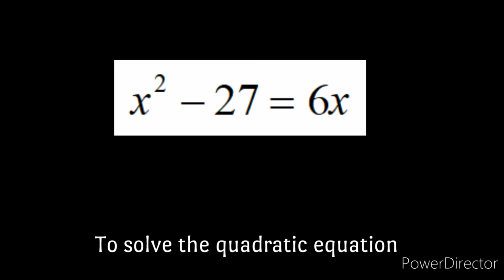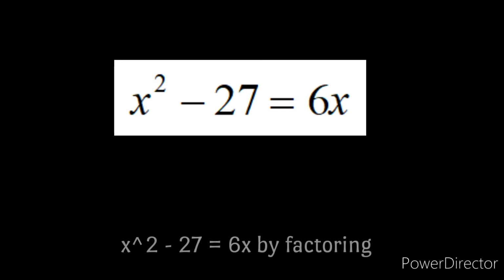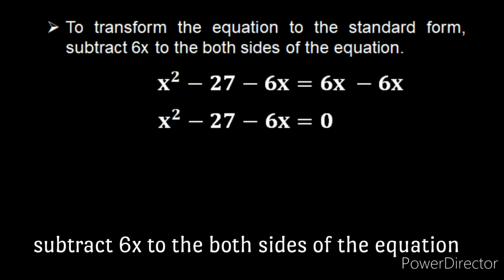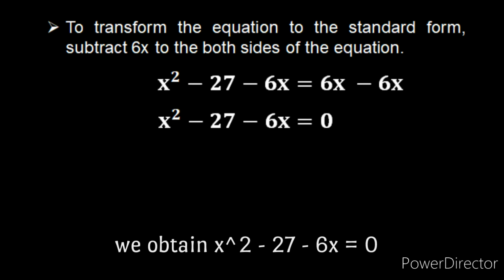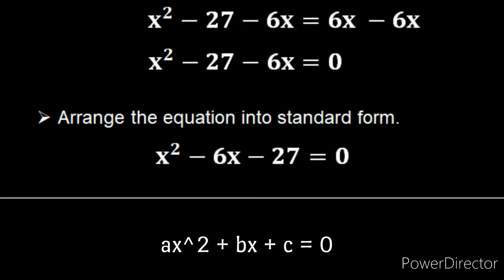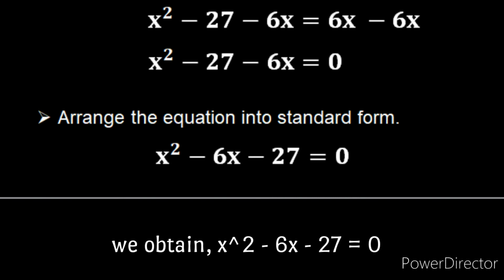To solve the quadratic equation x² - 27 = 6x by factoring, first transform the equation to the standard form. Subtract 6x from both sides of the equation. We obtain x² - 27 - 6x = 0. Then arrange the equation into standard form, ax² + bx + c = 0. We obtain x² - 6x - 27 = 0.